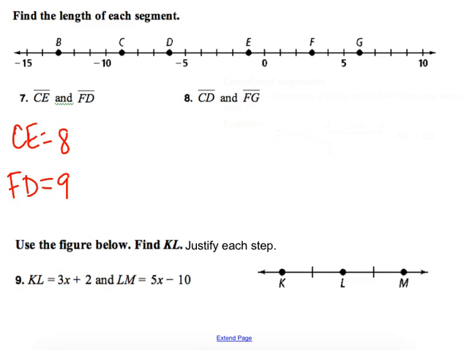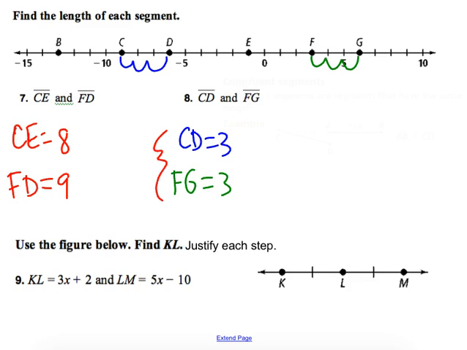Okay, now let's do this next one here. CD, 1, 2, 3. CD equals 3. And FG, 1, 2, 3 is also 3. So when we have two segments that have the same measure, we say that they are congruent.